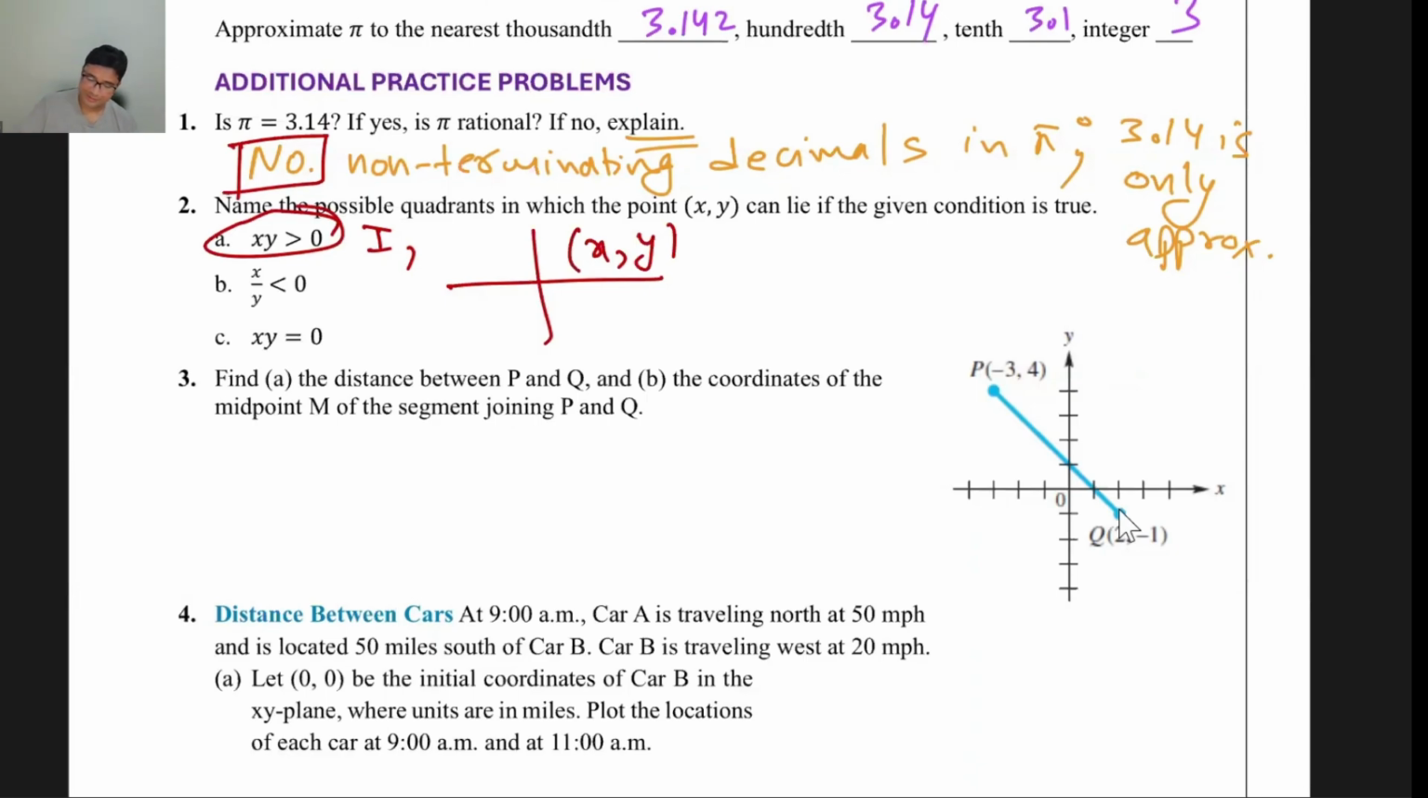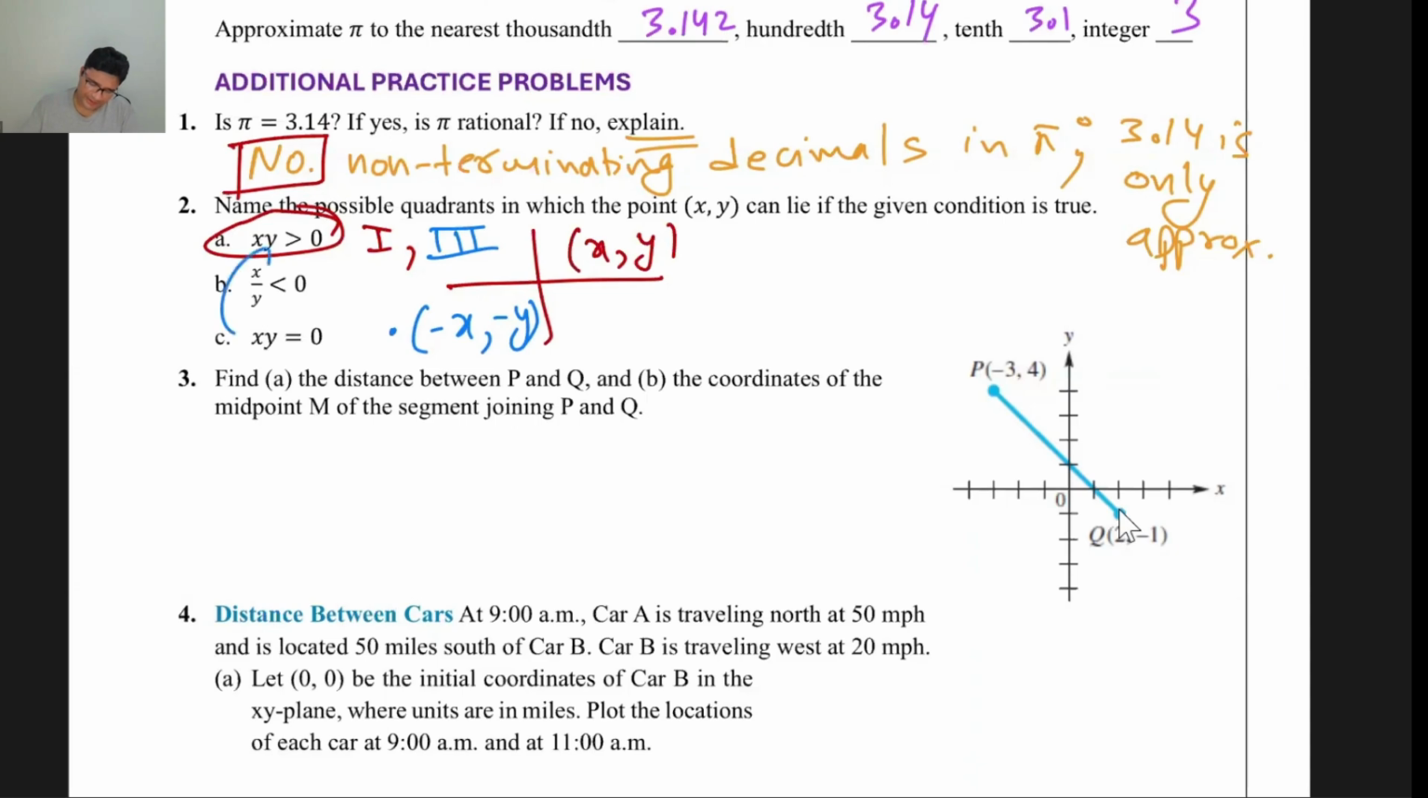But remember, that's not the only time it happens. It could also happen if you are in the third quadrant, right? Both numbers are negative. So when you multiply them, you'll get a positive value. So in the first quadrant and third quadrant, the product will be positive. Okay.